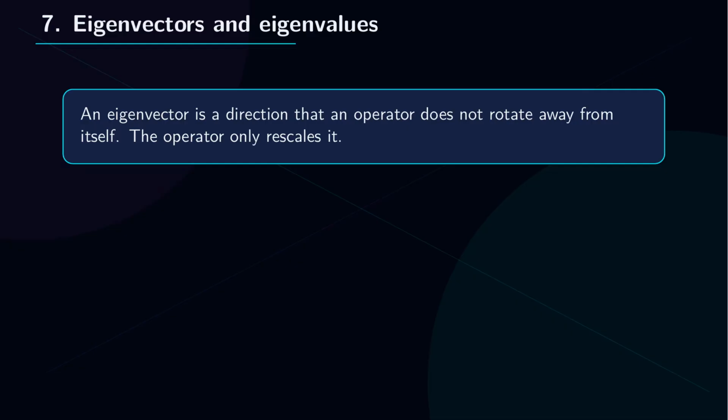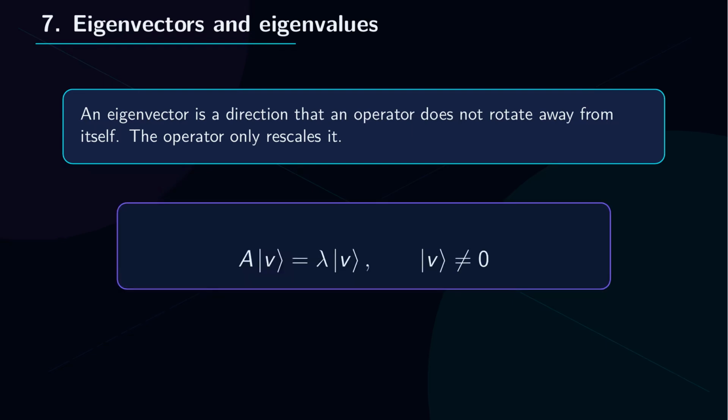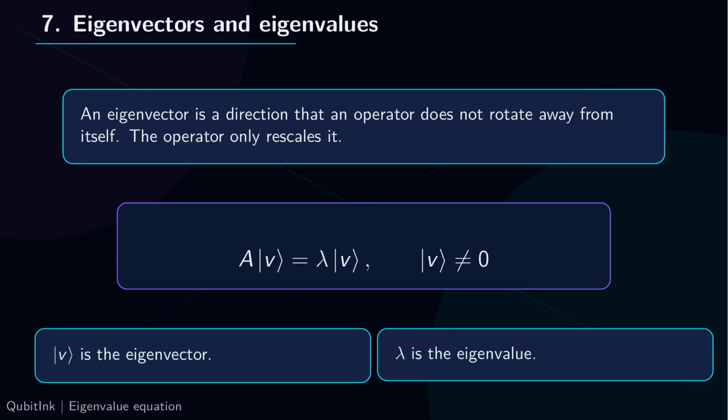An eigenvector is a special direction for an operator. When the operator acts, that vector is not rotated into a different direction. Instead, the operator only rescales it. The equation A ket v equals lambda ket v expresses this condition, with ket v required to be non-zero. Ket v is the eigenvector, and lambda is its eigenvalue. The eigenvalue tells us how that special direction is scaled.